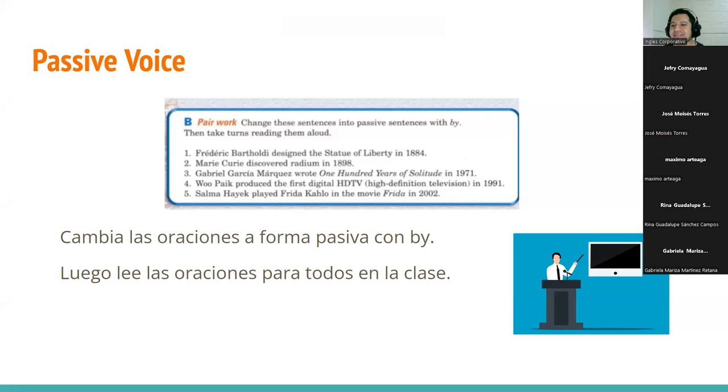It says, change these sentences into passive sentences with by. Take turns reading them aloud. Cambia las oraciones a forma pasiva con by. Luego lee las oraciones para todos en la clase. So that's what we are going to do.